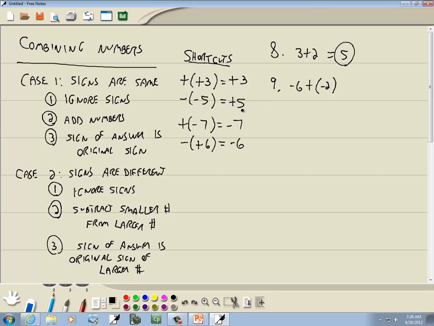Okay, we're going to use our shortcut here. We got a positive, parentheses, minus. Positive, parentheses, minus. So that becomes a minus. So we got negative 6 and negative 2. We're combining numbers together.